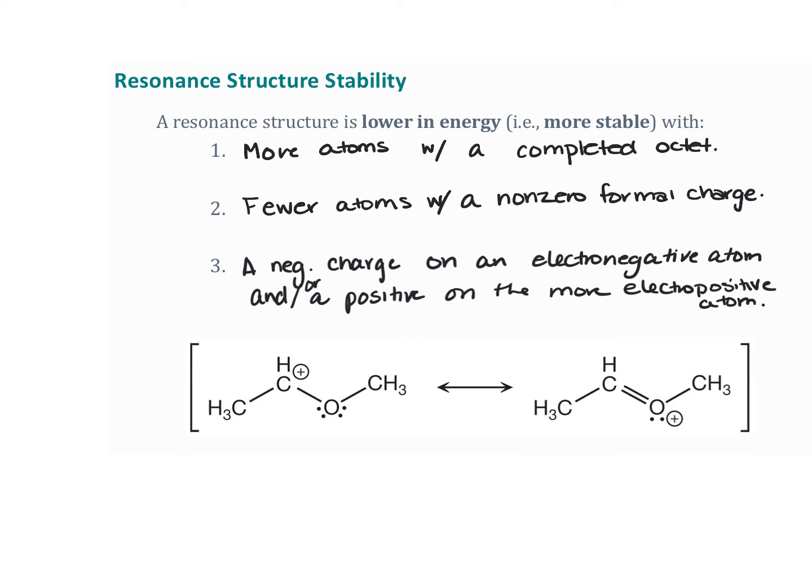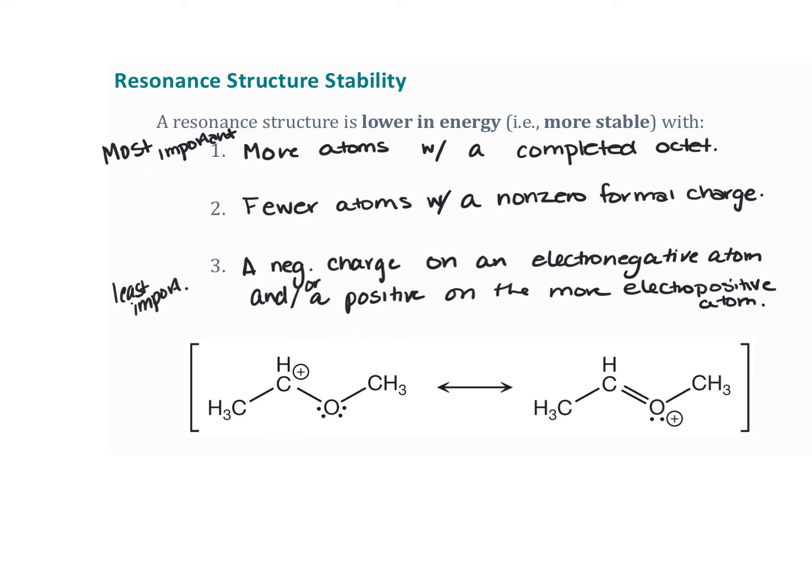Now, here's the deal. These factors are presented in order of importance. This is the most important here at the top, and this is the least important. You are going to end up with examples or resonance structures that contradict themselves. You're not going to see all of these things in a resonance structure, so you have to evaluate each of these things. And if there's a contradiction, then you go with the one that's the most important. I want us to look at an example where there's a contradiction, and it's this example right here.